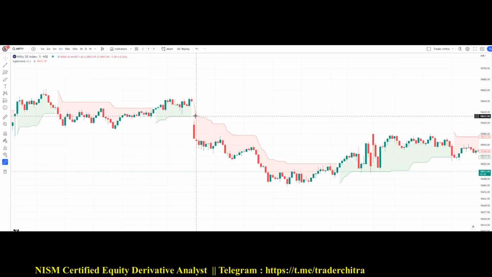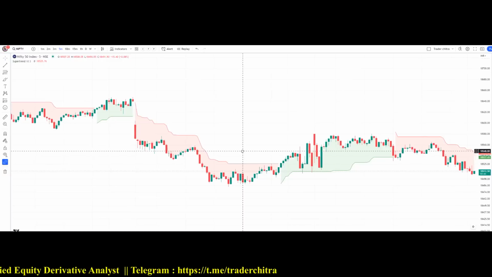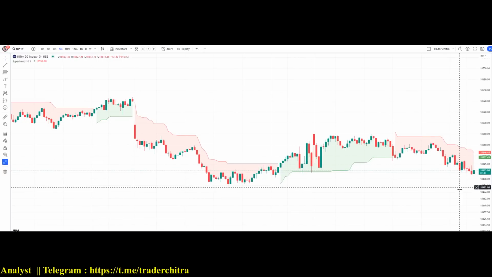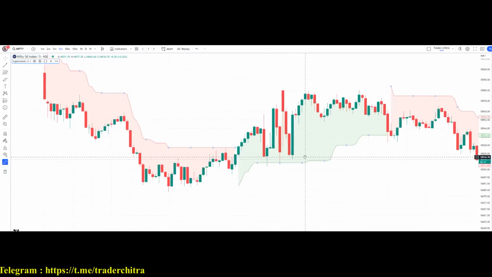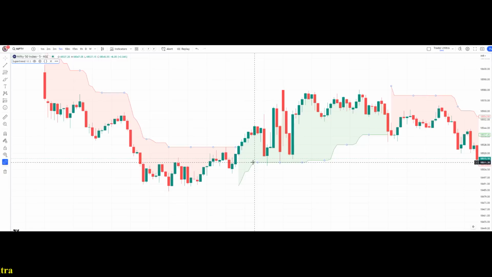And this red line will act as the resistance. Okay, so when you see the SuperTrend that is green, what will be the support? If you are entering into the long trade, this will be the support. So this will be the stop loss if you are entering into the long trade.